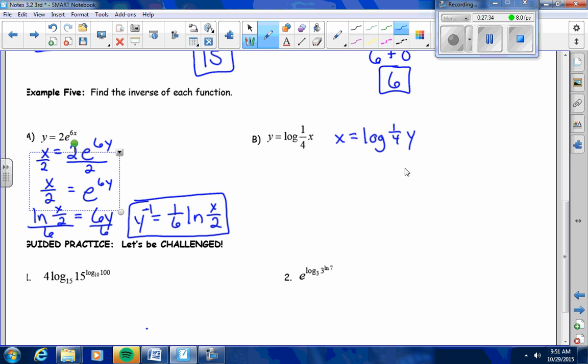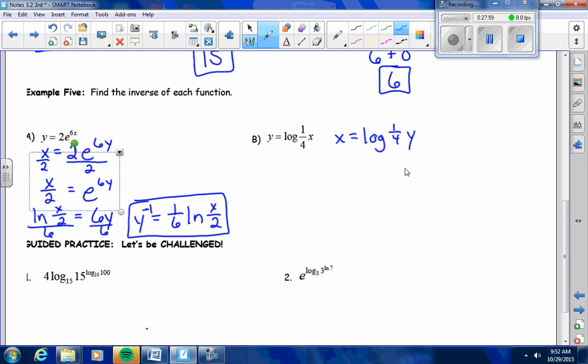How about we change it into exponential form? Okay? Log of 1/4 y, that is all stuck together. There's no unsticking it by doing any kind of dividing, and no multiplying by 4 on both sides because it's log of 1/4 y. So instead, the only thing we can do is change it to exponential form.